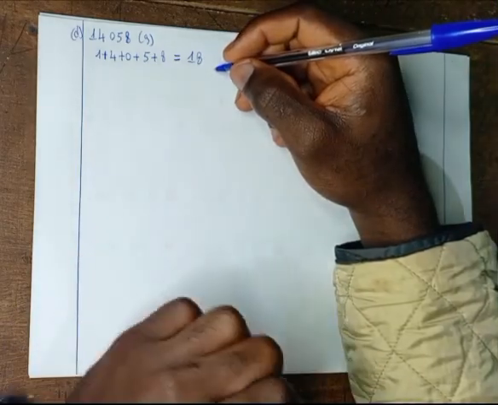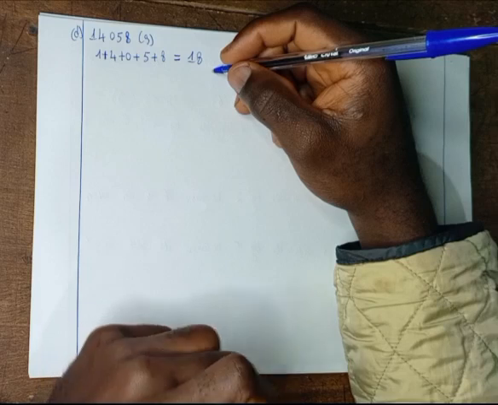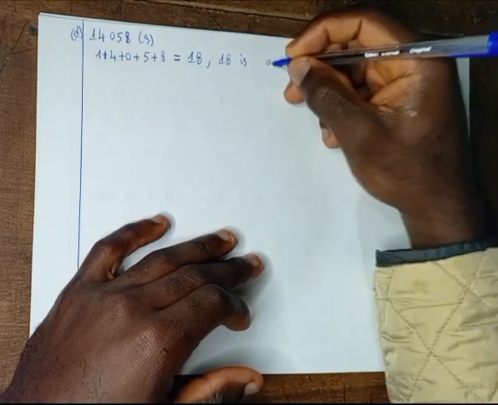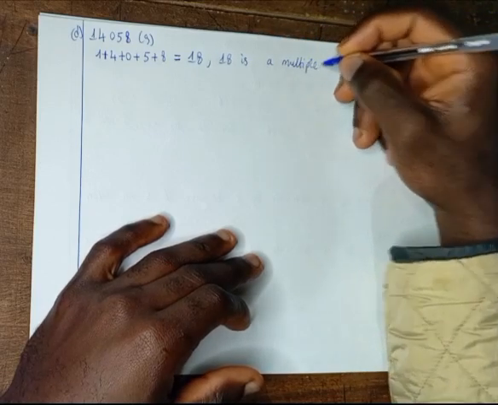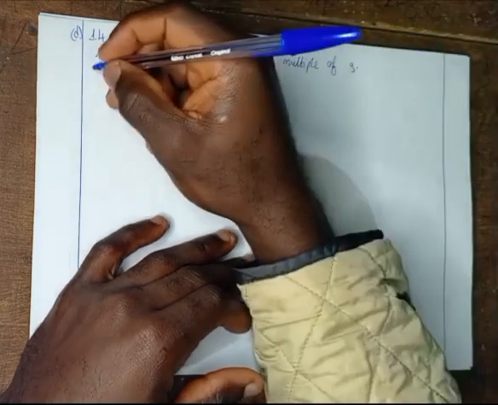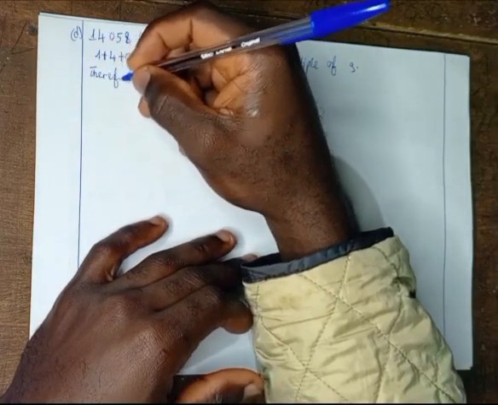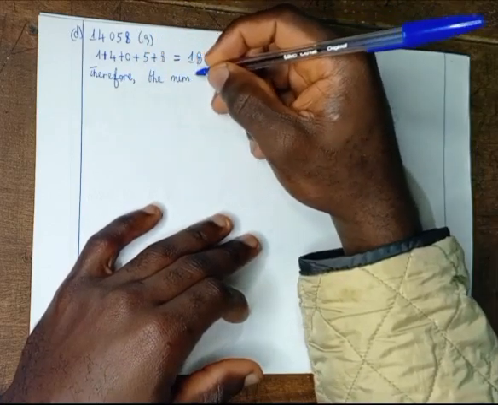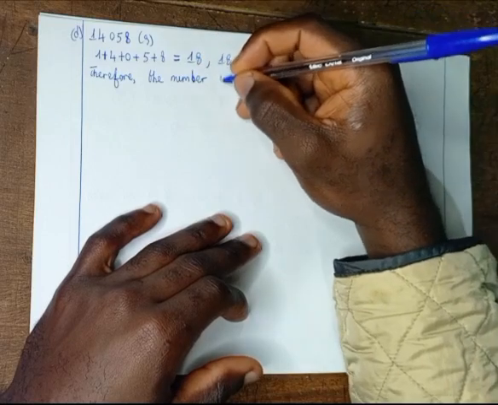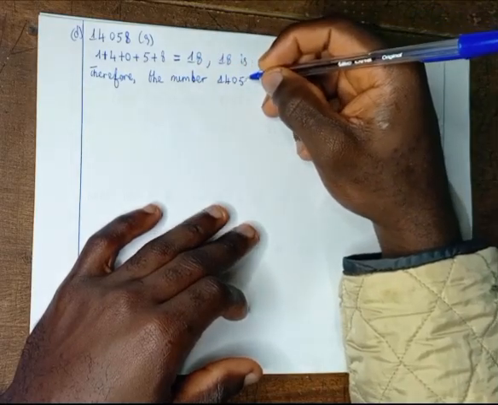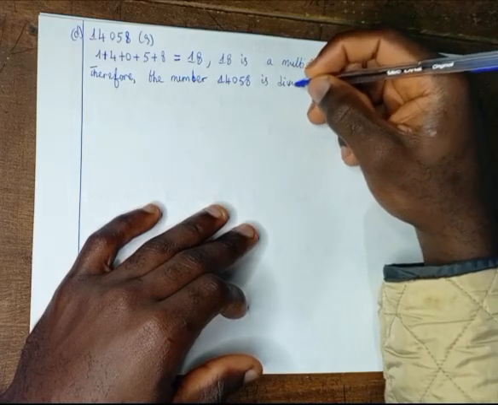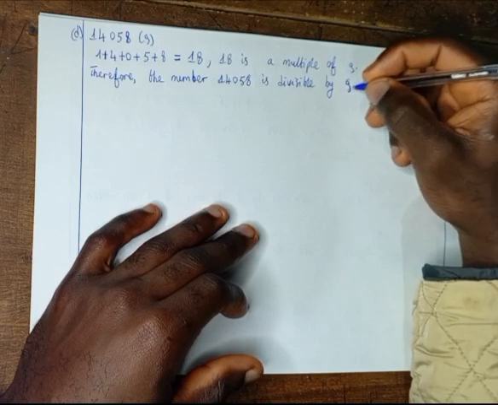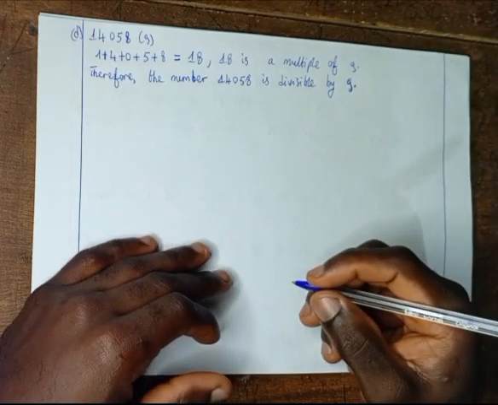You know, 18 is a multiple of 9. Then we conclude, therefore, the number 14,058 is divisible by 9. We are done. Now we move now to the next question.